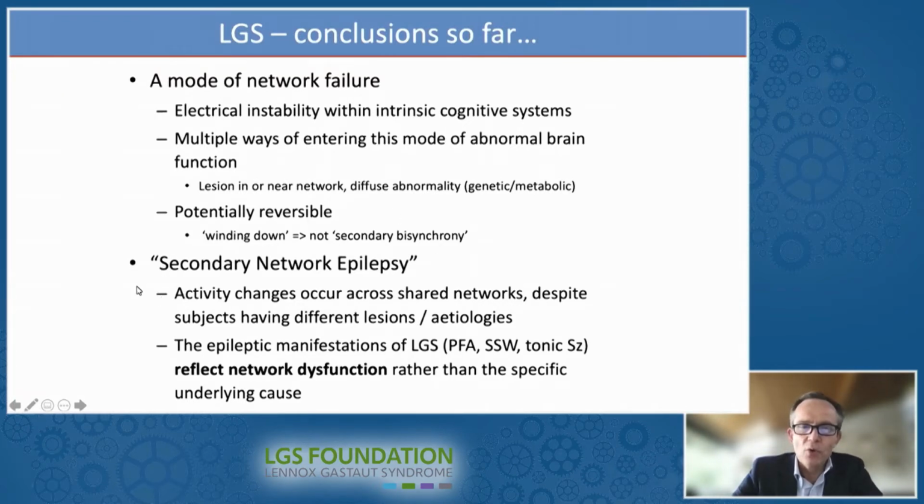So we've coined this term, that Lennox-Gastaut syndrome can be conceptualised as a secondary network epilepsy. And this helps, I think, explain to patients and families why patients with LGS seem to have the same electroclinical phenotype. That's because the epileptic manifestations of LGS reflect the networks being driven. They reflect the network dysfunction rather than the specific underlying cause.